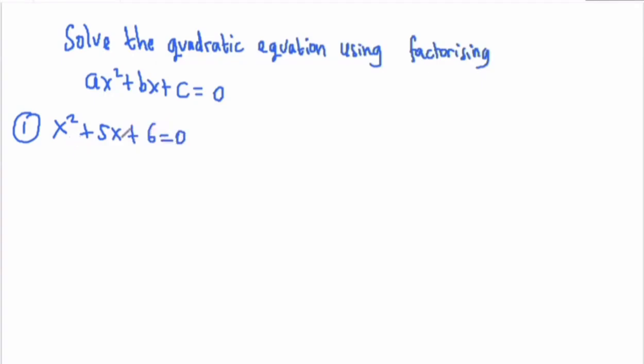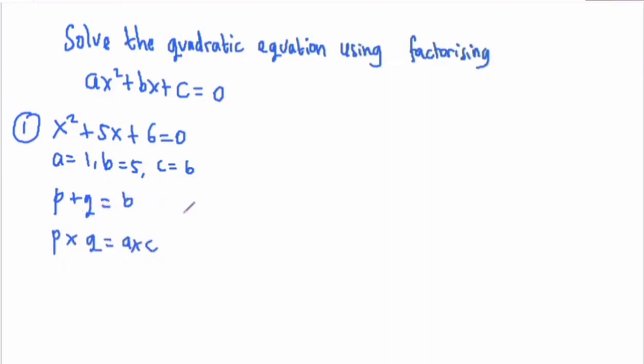Then from this question, the first step, we should know which one is A, B, or C. So A is equal to 1, B is equal to 5, and C is equal to 6. After we identify A, B, and C, then we choose two numbers, for example, P and Q. Then P plus Q is equal to B, and P times Q is equal to A times C. In this case, P plus Q is equal to 5 because B is equal to 5.